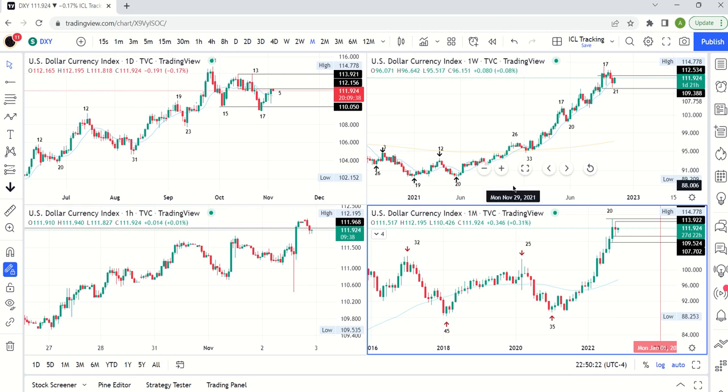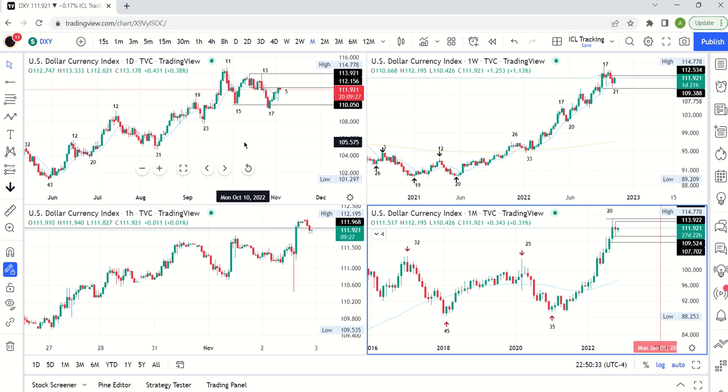This is our update on the Dixie. Very important index, the dollar index. It's measured against a basket of six other currencies. We're only going to look at the dollar index today. Other videos will continue to look at other components of that basket, but we'll focus on just the Dixie itself today.